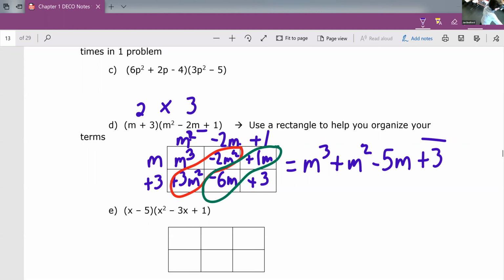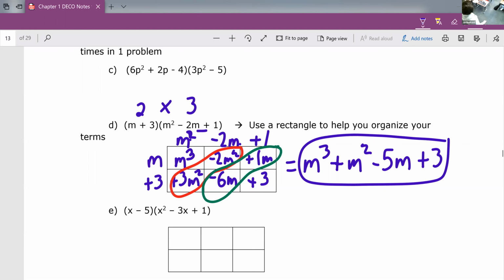Ta-da! That to me is much, much easier than trying to keep up with getting all those terms spread out and trying to find my like terms. This way my like terms show up on the diagonal as long as I started in descending order. Okay? So let's see if you guys can do this one.